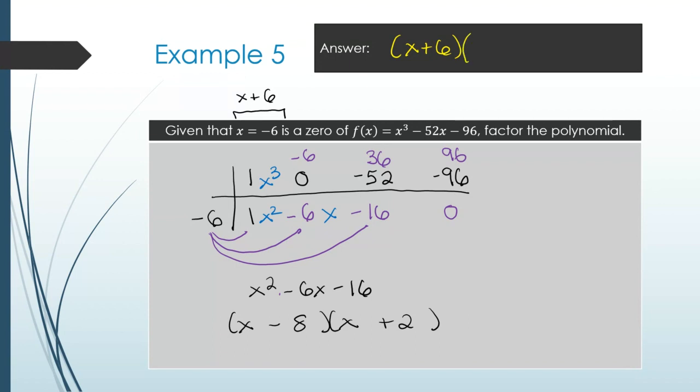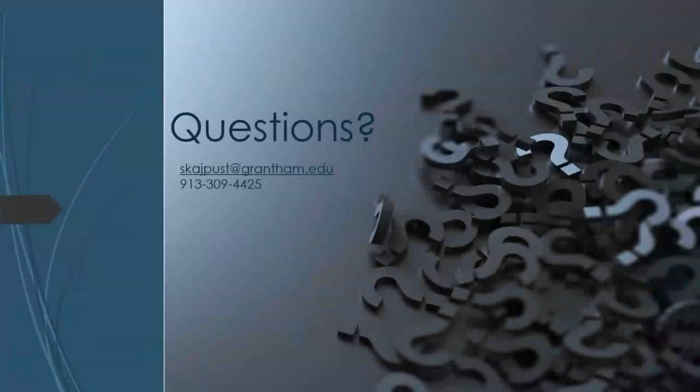And so our answer, our factored polynomial, is x plus 6, which was given from the 0, and then x minus 8, x plus 2. And now we have factored that entire polynomial. So that is synthetic division. It's used for a lot of things. You may have to watch this session multiple times for it to sort of sink in.